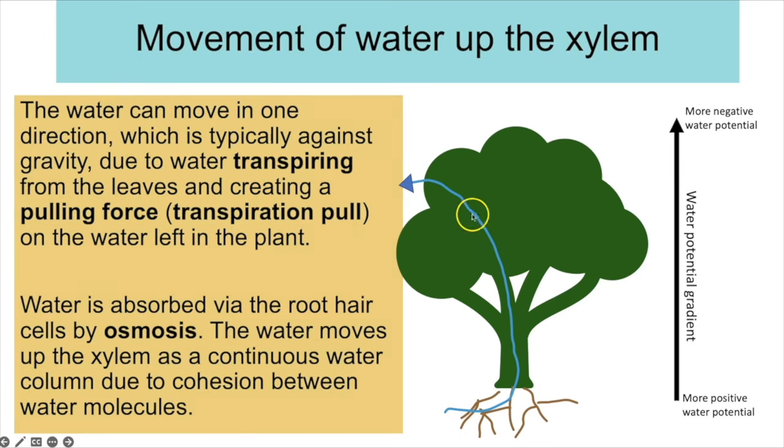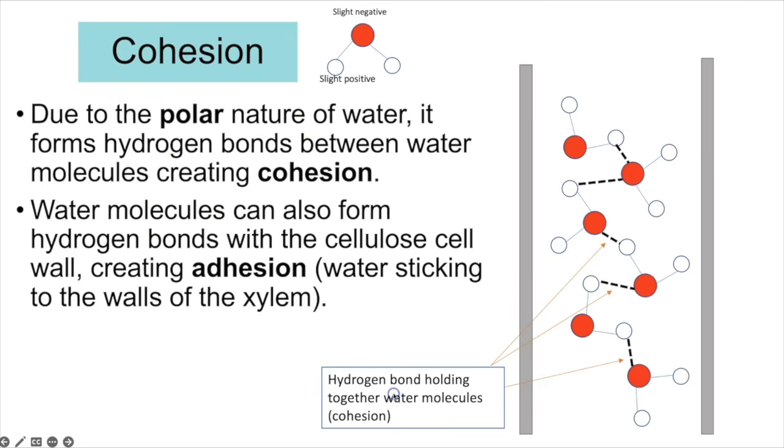And the reason for that is water molecules stick together by cohesion. So water is a polar molecule, which means you've got a slight positive charge on the hydrogen atoms and a slight negative charge on the oxygen atoms. For that reason, hydrogen bonds can form between different water molecules, and those hydrogen bonds between them all creates this cohesion, this sticking together of water molecules to create this continuous column of water.